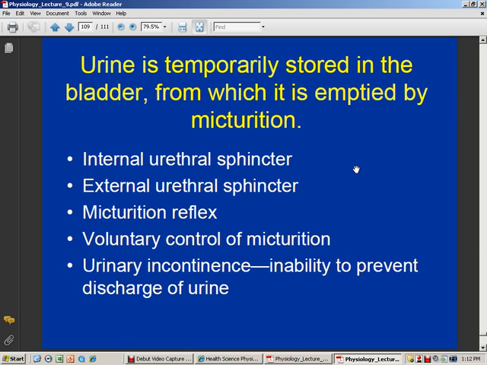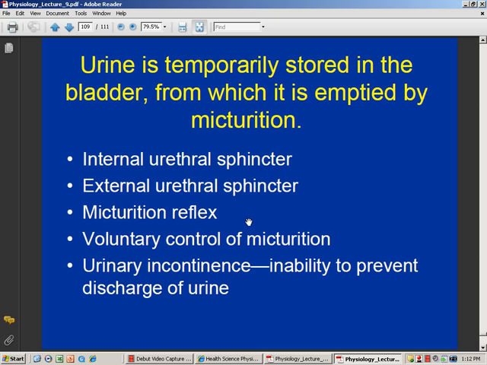So internal urethral sphincter, what do you want to know about that? What's it made out of? Smooth. Voluntary or involuntary? Involuntary. When the bladder fills, that reflex causes this one to relax. The external urethral sphincter is made out of skeletal muscle, and is it voluntary or involuntary? Voluntary. And of course the reflex is the same thing.